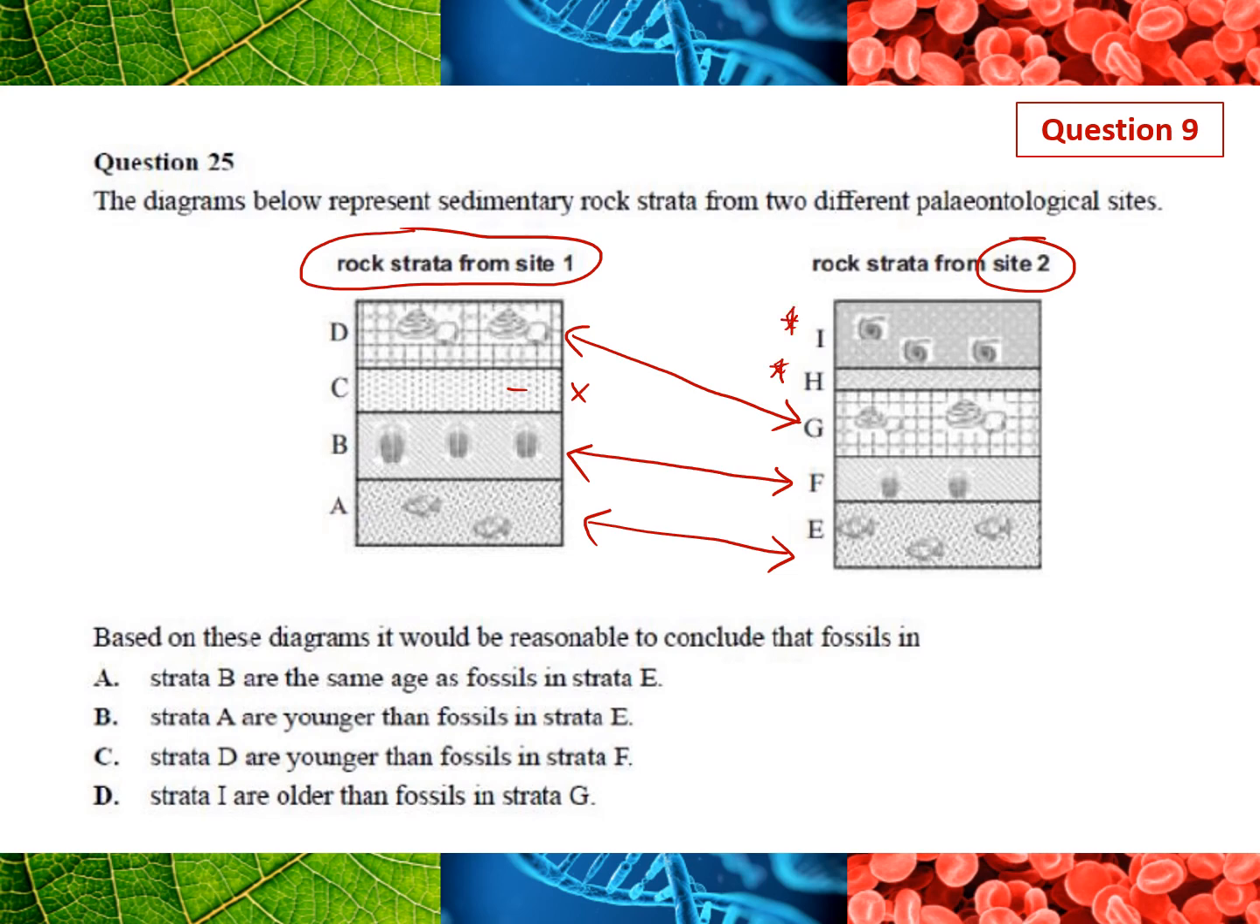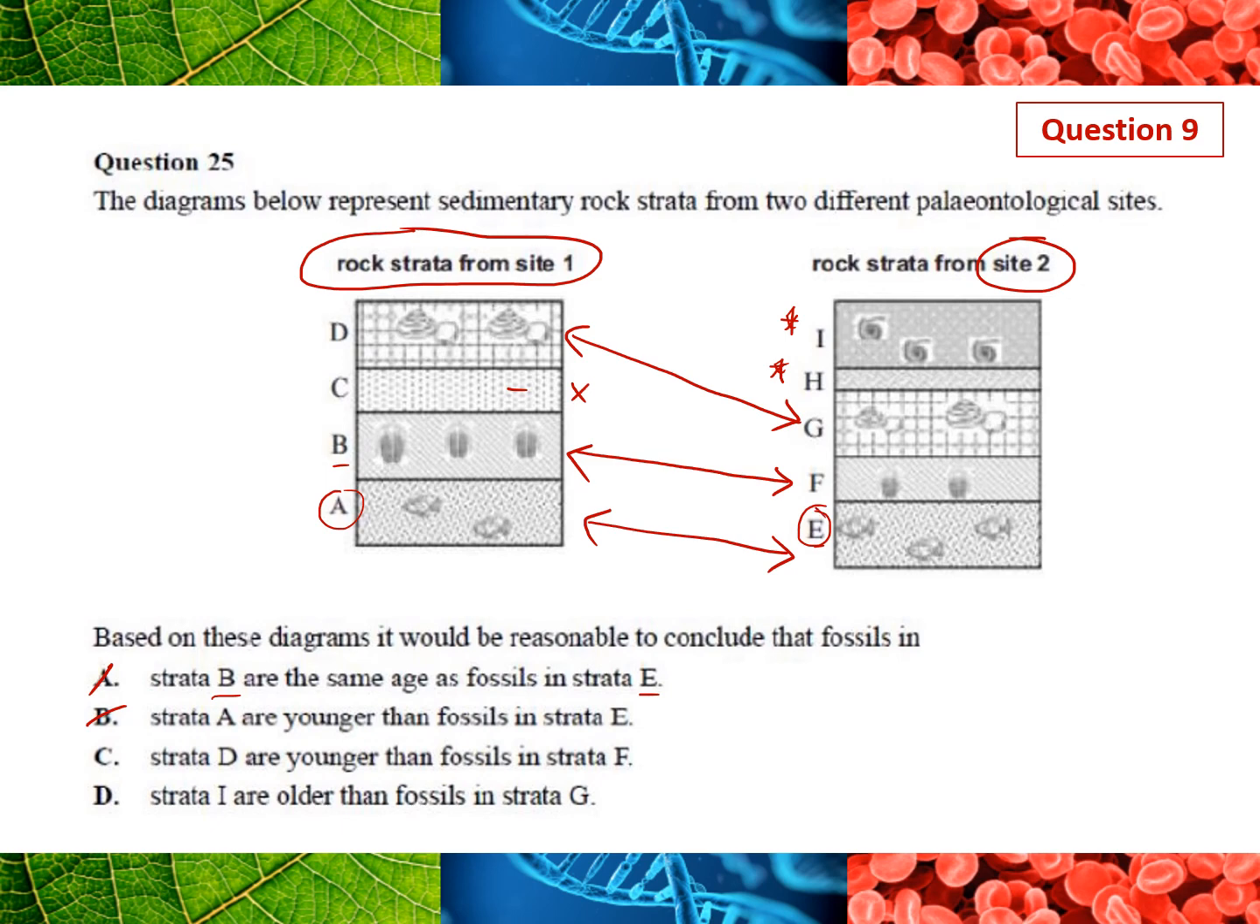So based on these diagrams, it would be reasonable to conclude that fossils in strata B are the same age as strata E. So are this and this the same? No, they're not. Okay, so that is incorrect. B, strata A are younger than strata E. No, they're the same. So that is incorrect. We've said these are the same type of rock.